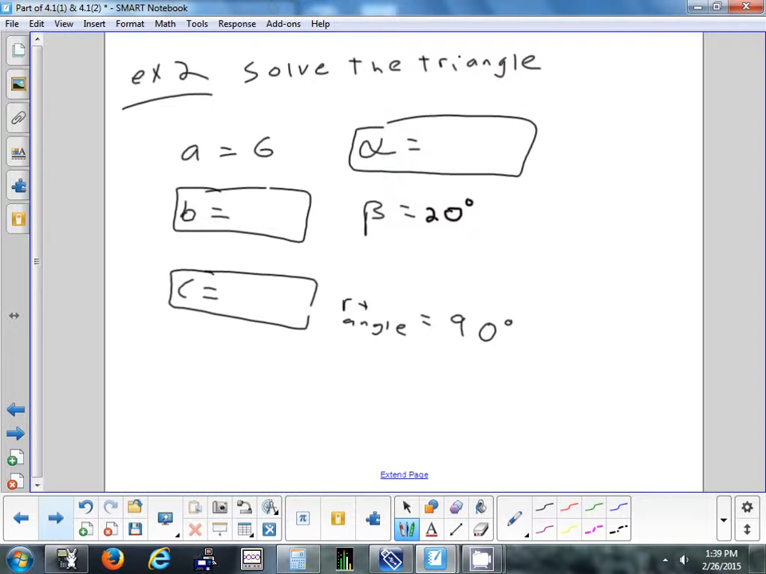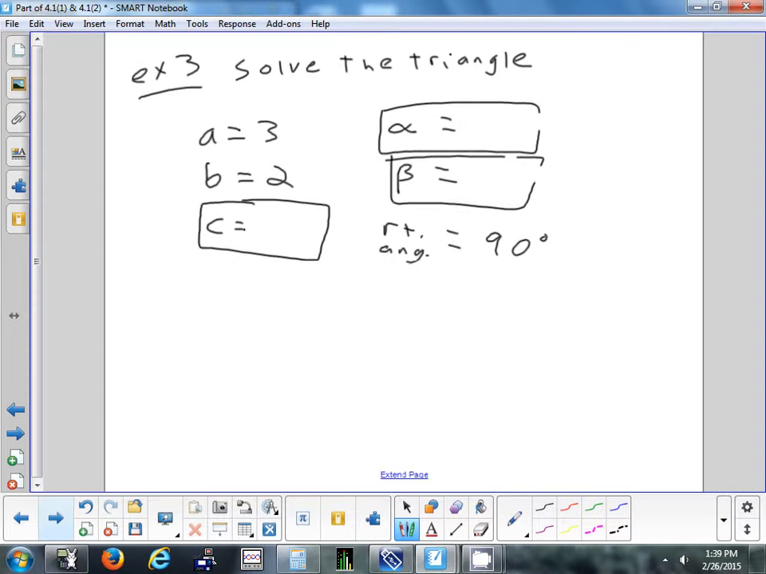This is another one. This is the same type as the last one. So the way I would do it if I was going to do it, find alpha first, draw my diagram, then find B, then find C. Always go back to what you were given. You're going to use A and beta to find everything. Okay, this type is a little different.